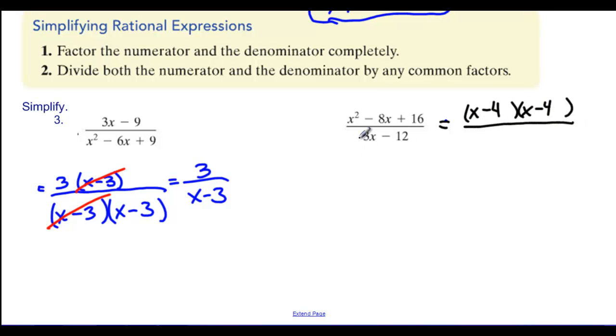And then in the denominator here, we have a common factor of 3, so we're going to pull that 3 out, and we're going to be left with x minus 4. And again, hopefully you see that with the x minus 4, there's only 1 on the bottom, so we can only cancel 1 on top. And we're going to end up with x minus 4 over 3.